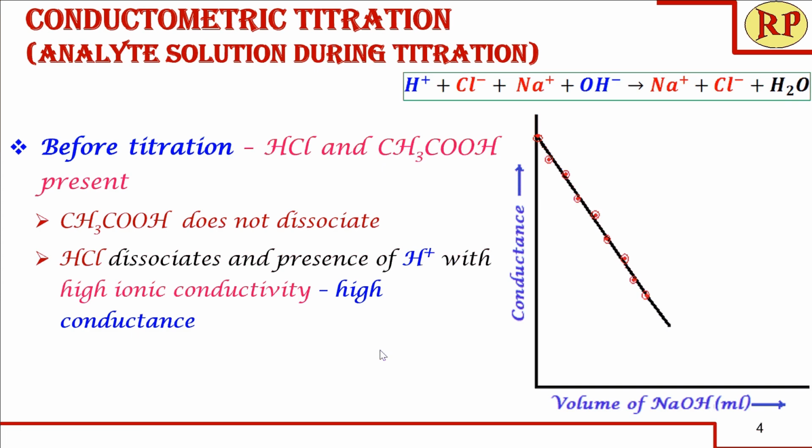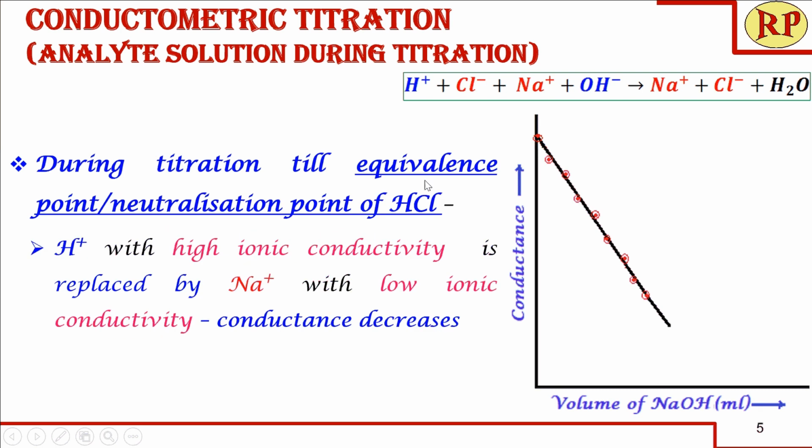Now we'll see what happens when the titration starts in this conductometric titration. Before the titration, that is before we add any NaOH, the analyte solution has both HCl and acetic acid. Here acetic acid, being a weak acid, does not dissociate at all, so the conductance comes only from HCl. So HCl is present as H+ ions and Cl- ions, and Cl- ions are slow moving and H+ ions are fast moving. So this mainly contributes to high conductance because it has high ionic conductivity, and the conductance value is very high. This is the first point before the titration starts.